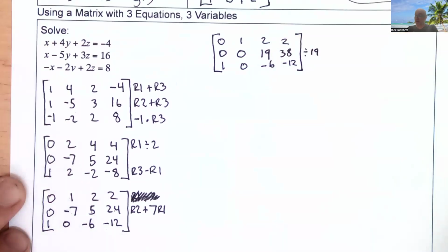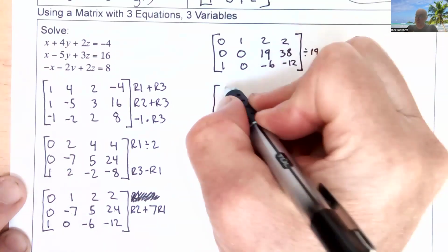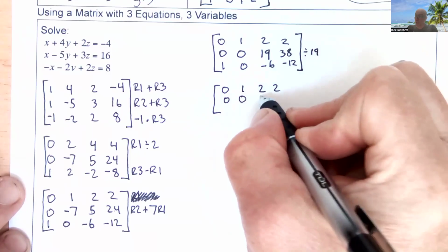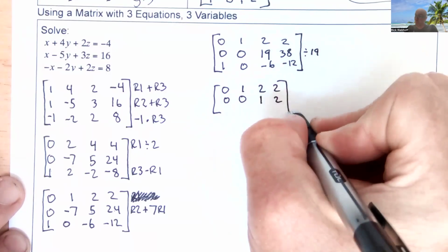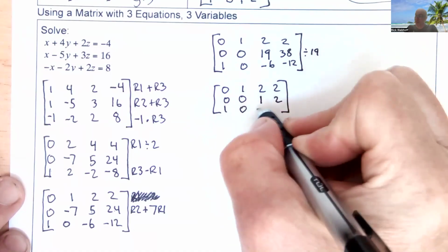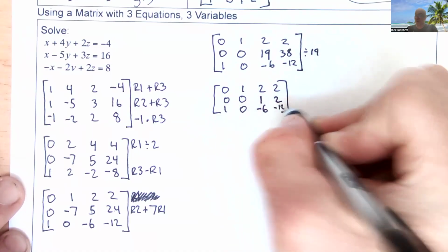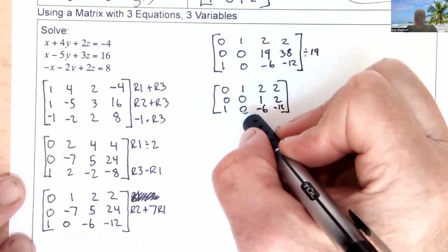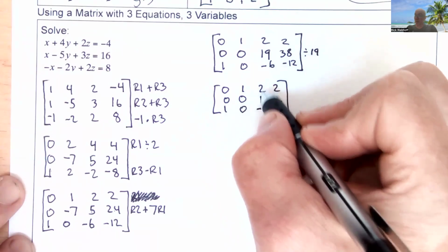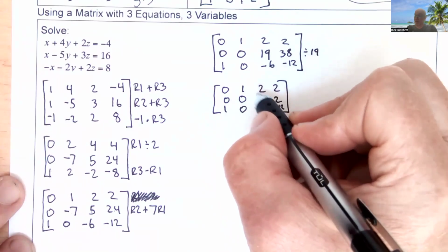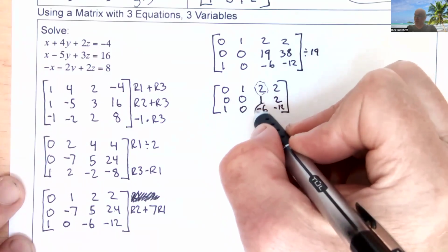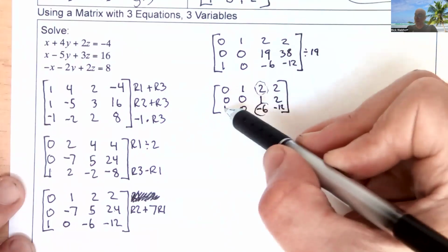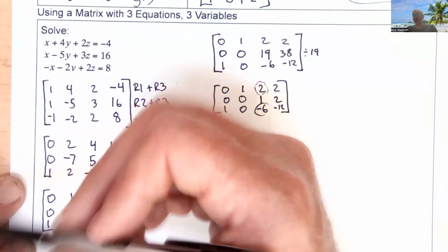All right, divide both sides. Divide this one by 19. Let's see what we got. 0, 1, 2, 2. 0, 0, 1, 2. And 1, 0, -6, -12. All right, so let's look at what we've got. We've got 1, 0, 0, 1, 0, 0. So this one over here needs to be 1, 0, 0, right? So I need to make this a 0. I'm going to circle it just to show what I want to do. And I need to make this a 0 because then I'd have a 0, 1, 0. I'd have 0, 0, 1. I'd have 1, 0, 0. That's the goal, right? Is to have zeros and ones.